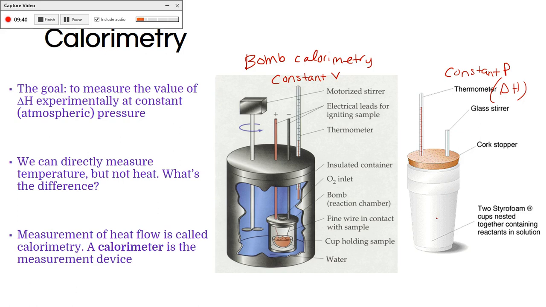And what we're measuring is the water in contact with the reactants, and how the temperature changes for the water. So in both cases, water is key. The main difference is that in bomb calorimetry, pressure increases, but volume stays the same, whereas in coffee cup calorimetry, the pressure is constant.